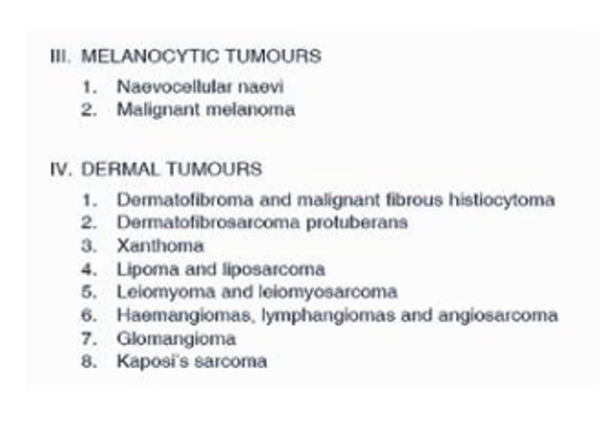Melanocytic tumors are nevocellular nevi and malignant melanoma. The fourth category of these neoplastic lesions is dermal tumors, and these include dermatofibroma and malignant fibrous histiocytoma, dermatofibrosarcoma protuberans, xanthomas, lipomas and liposarcoma, leiomyoma and leiomyosarcoma, hemangiomas, lymphangiomas and angiosarcoma, glomangioma, and Kaposi sarcoma.